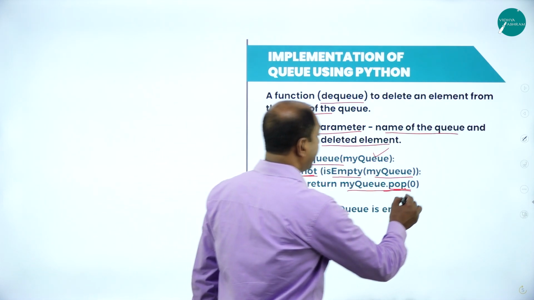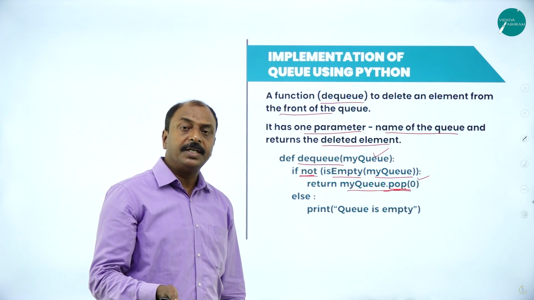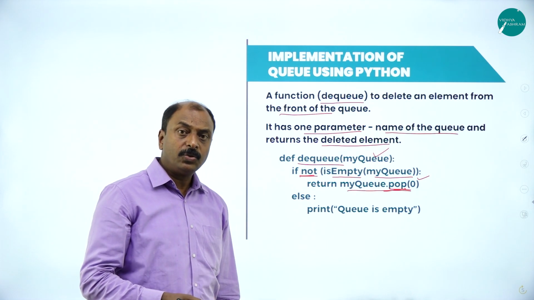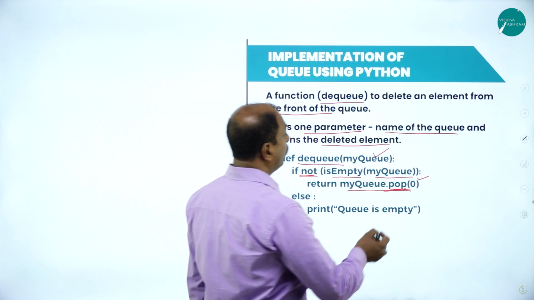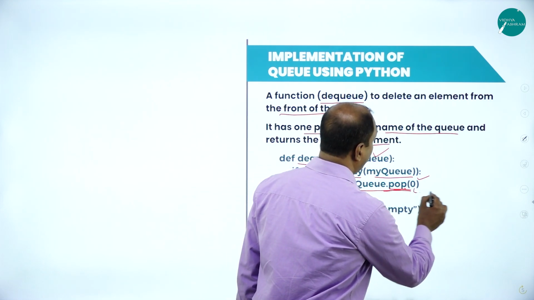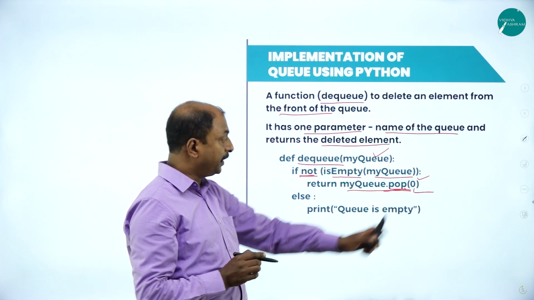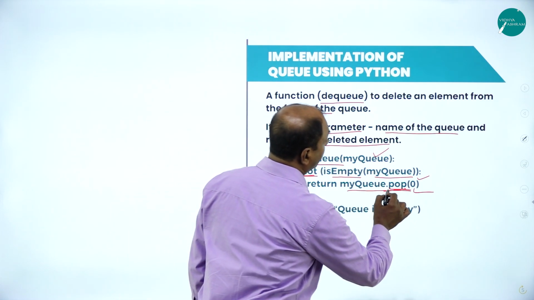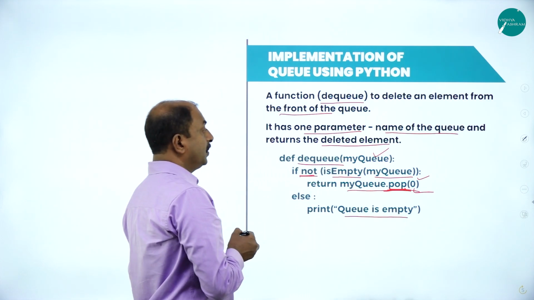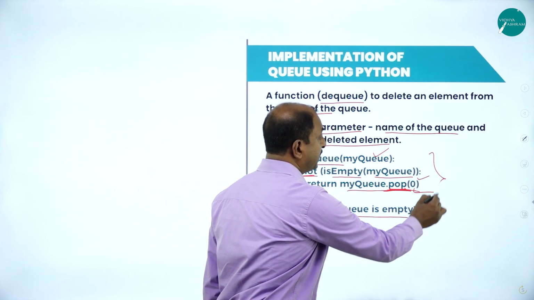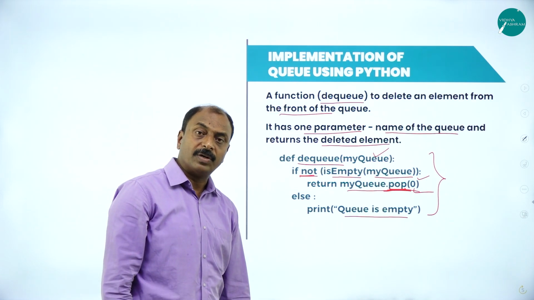So here 0 stands for the index. All of you know that the list index starts with index 0. 0 is the first element of a list. So if we are going to remove, pop 0 means the first element of a list, because of the first in first out principle. So it is going to remove the first element, otherwise it says queue is empty. So this is the function or syntax we are using to delete an element from the queue.